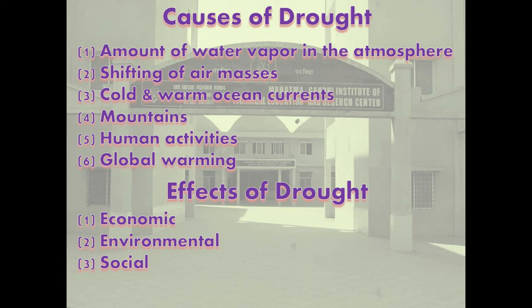And third one is social. In social: food shortages, loss of human life from food shortages, heat, suicides, violence, mental and physical stress, water user conflicts, political conflicts, social unrest, public dissatisfaction with government regarding drought response, loss of cultural sites, and increase in poverty. So these are the effects of drought.